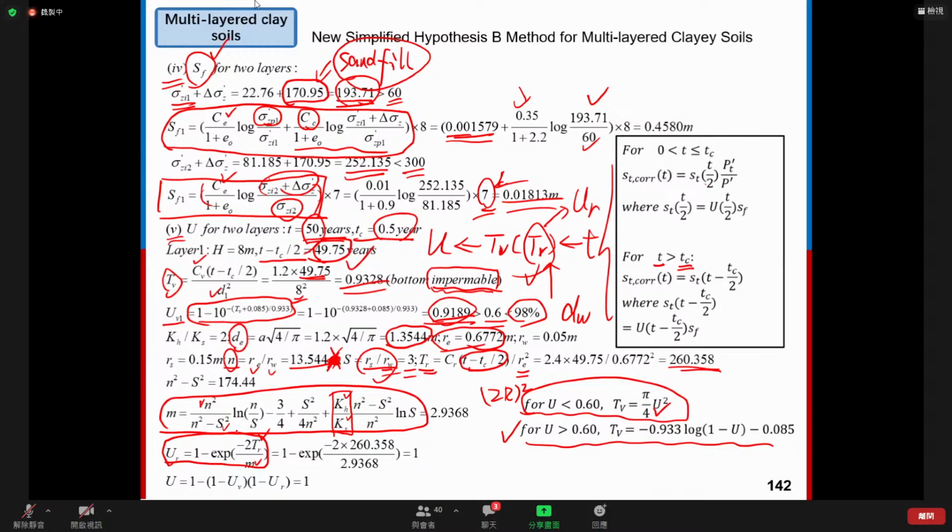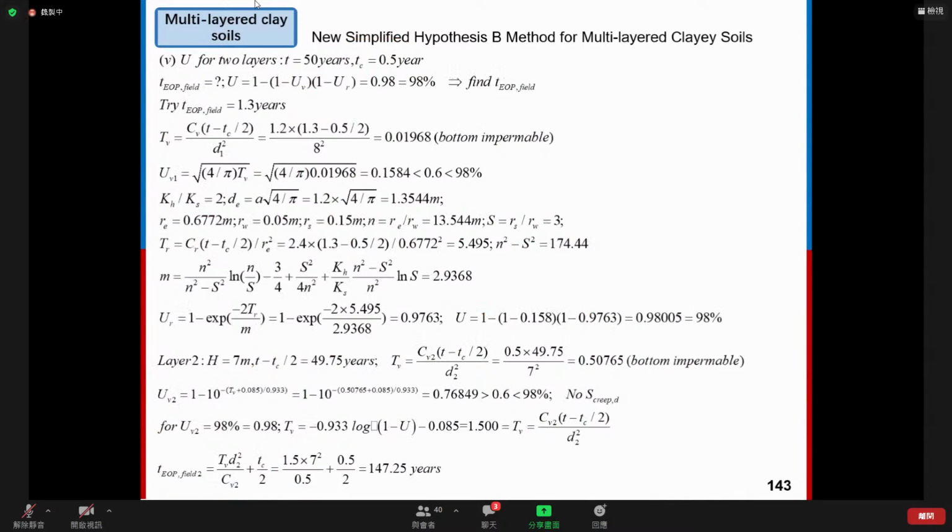Then we know all the parameters, TR, M, N, S, everything, okay? We know everything already. So we can calculate the UR, which is equal to 1. So UR is equal to 1, this item is equal to 0. Again, 1 minus 0 is equal to 1. So at 50 years, actually, the average degree of consolidation for the marine clay is equal to 1, which means the primary consolidation actually has been totally finished. Okay, we can say that.